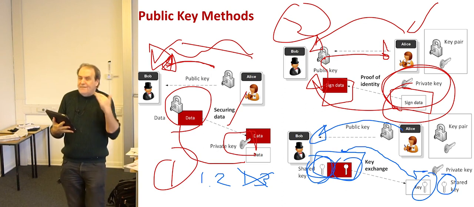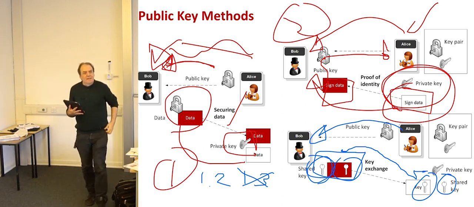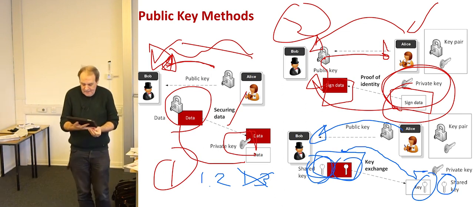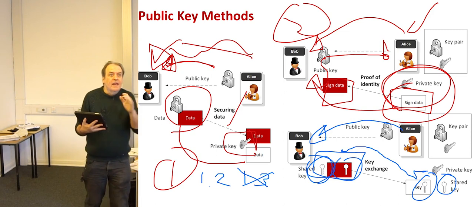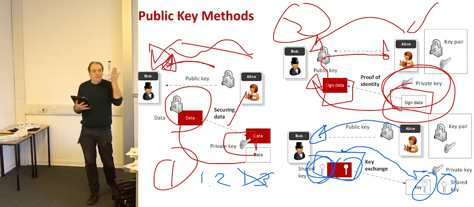And even though Eve is listening to the key exchange, why can't Eve derive the key? She can't. It's 256 bits, so it's 2 to the power of 256.